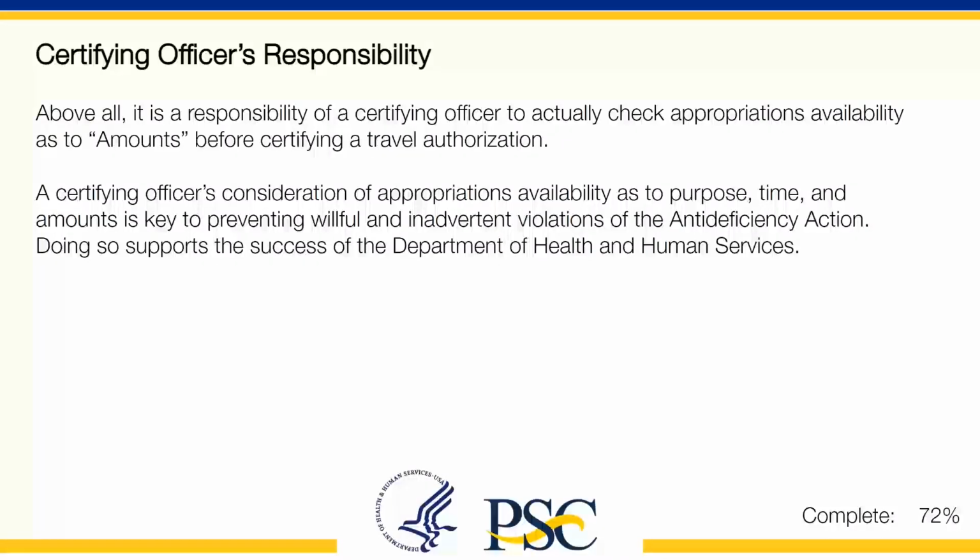Above all, it is a responsibility of a certifying officer to actually check appropriations availability as to amounts before certifying a travel authorization. A certifying officer's consideration of appropriations availability as to purpose, time, and amounts is key to preventing willful and inadvertent violations of the Antideficiency Act. Doing so supports the success of the Department of Health and Human Services.